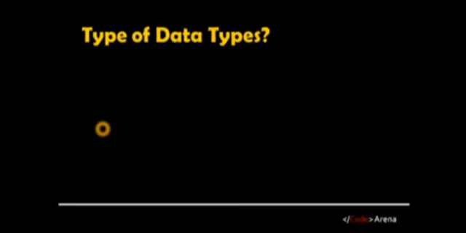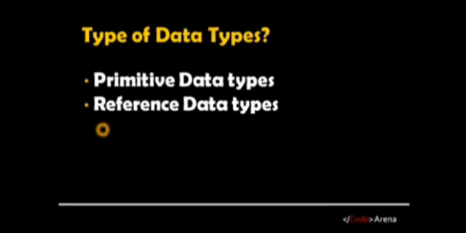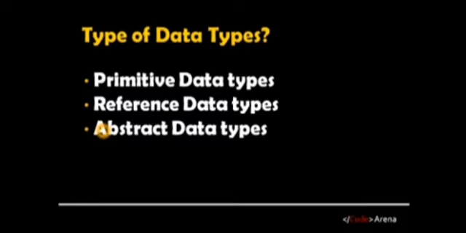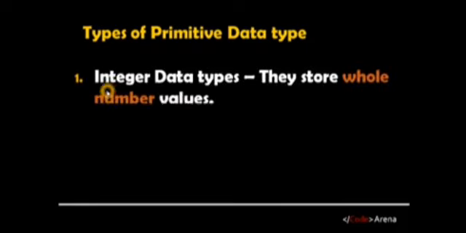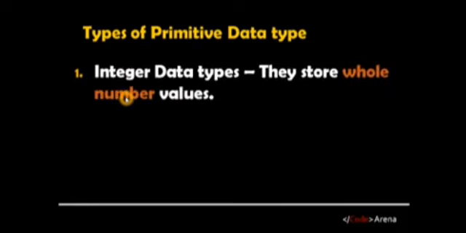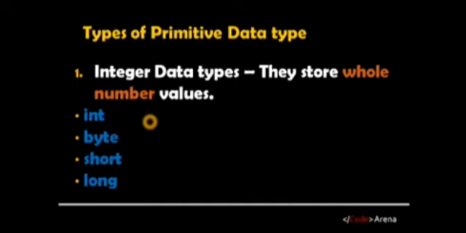For example, types of data types. We have the primitive data types, the reference data types, and the abstract data types. These three are the major data types we have, but we're going to be talking about the primitive data types. Among the primitive data types we have the integer data types, which store whole number values. Examples are the int data type, the byte data type, the short data type, and the long data type.